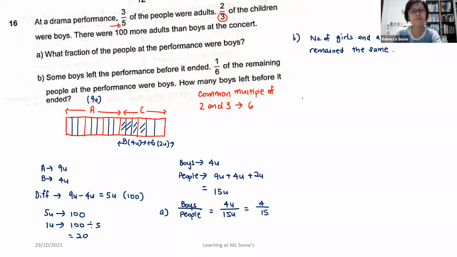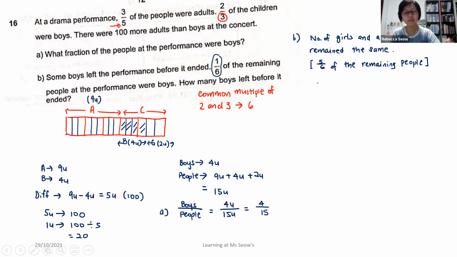If we can find the number of girls and adults who attended the concert, that would be 5 out of 6 of the remaining people. So I'm going to put down a little note. This would be 5 out of 6 of the remaining people. Now, how do I get the fraction 5 out of 6? If at the end of the day, 1/6 of the remaining people are boys, that means the remaining 5/6 would be girls plus adults.